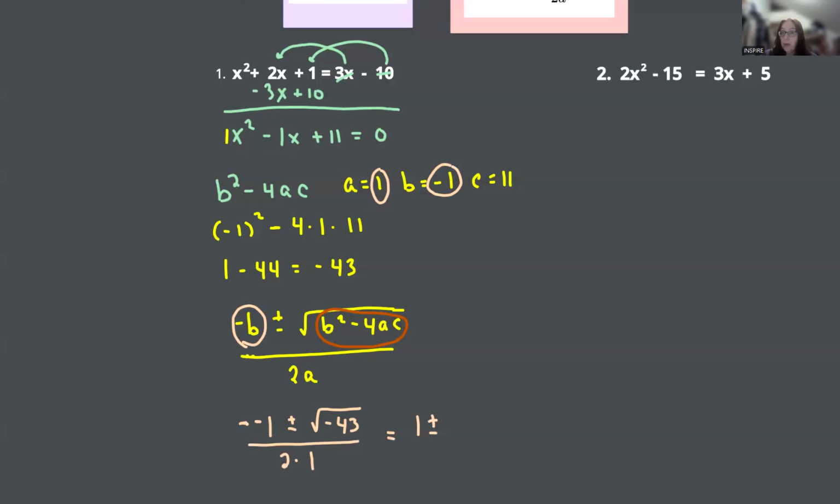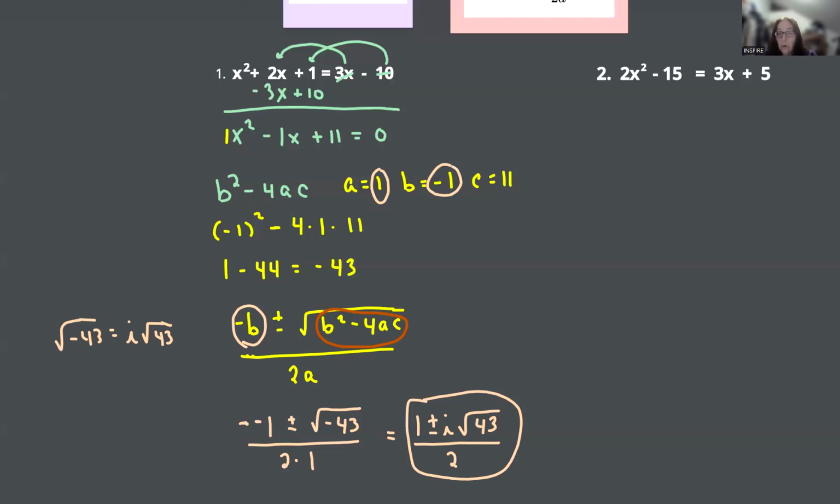Now, from other math classes, you may have learned this or you may not have. When you have the square root of a negative number, put an i outside, and now your number is positive. I explained that in another video. So if you have a negative underneath the square root, just put an i on the outside, and now it's positive there. Okay? And that's over 2 times 1, which is 2. And we're just going to leave our answer like this. All right?